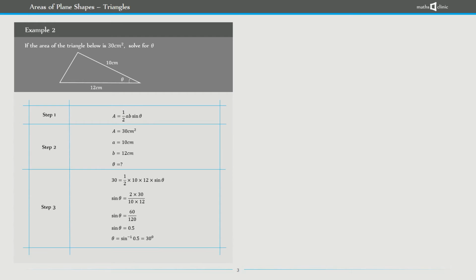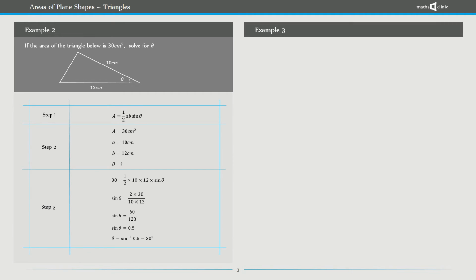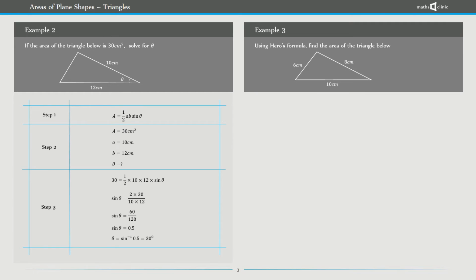Okay, let's do one final example. Example 3. And example 3 says using Heron's formula, find the area of the triangle below. So we're going to apply Heron's formula here because we've been given three sides of a triangle. So how would we approach this?